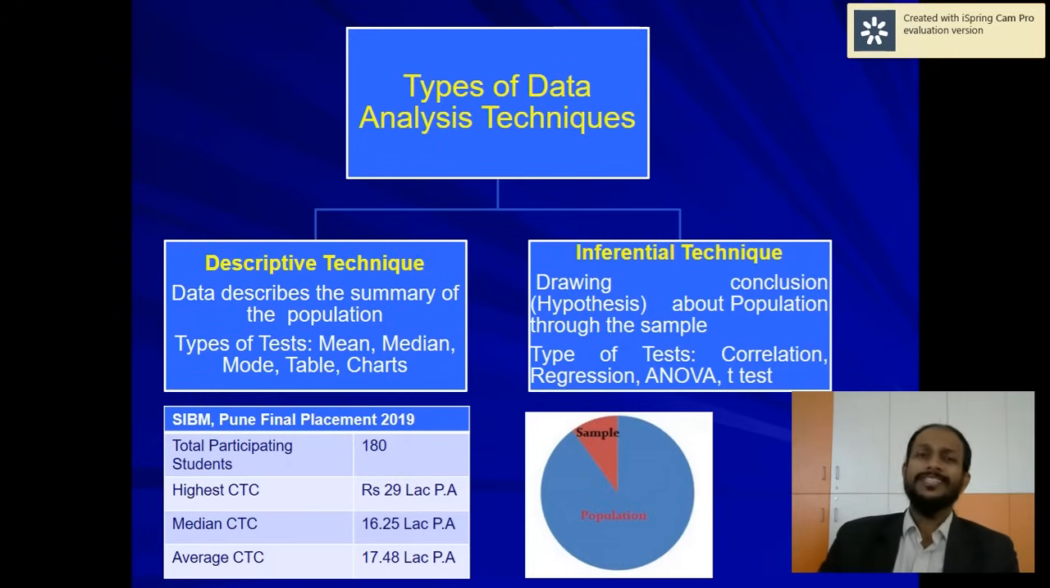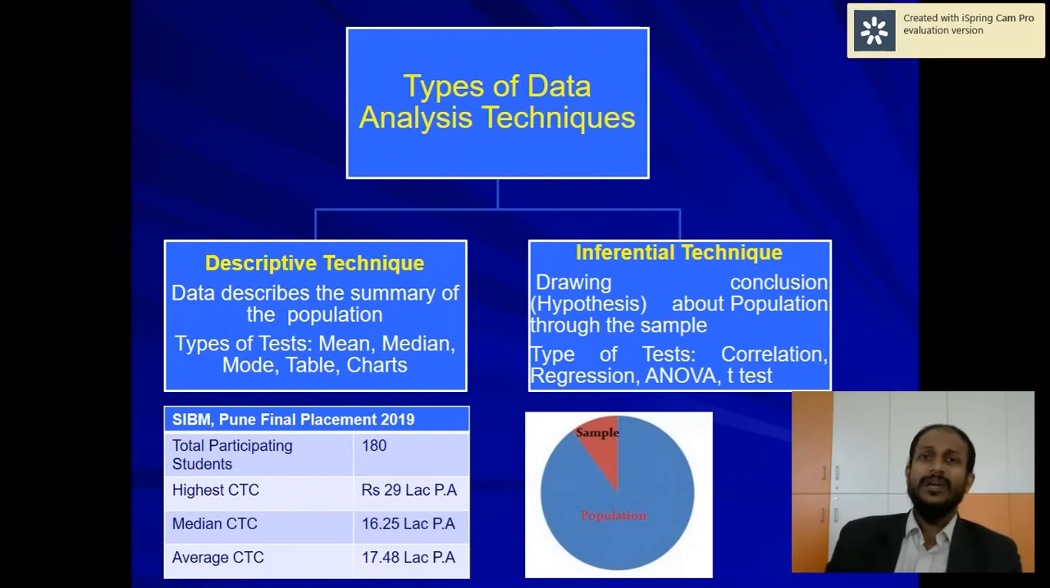Now this is a typical example of a descriptive statistical technique. Here you can see that I have not taken any particular sample, but I have considered the entire data of the population and I am talking about the population through the entire data that is available, right? Now this is what we call descriptive statistics.